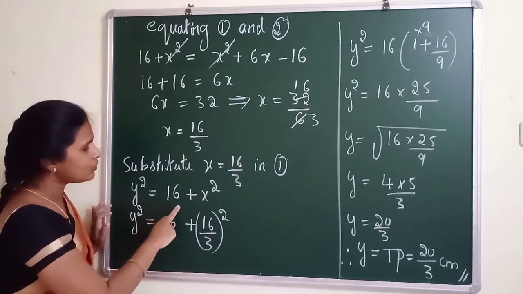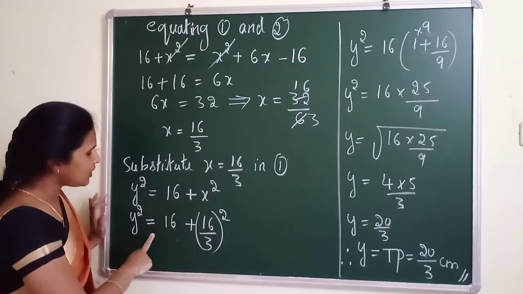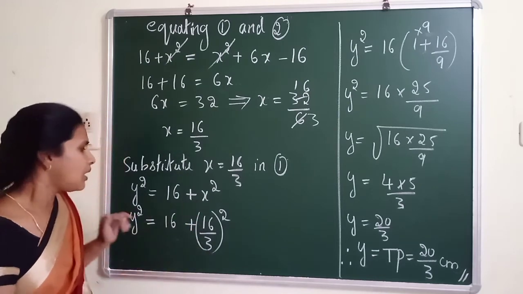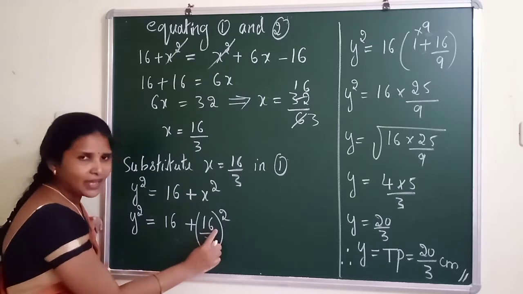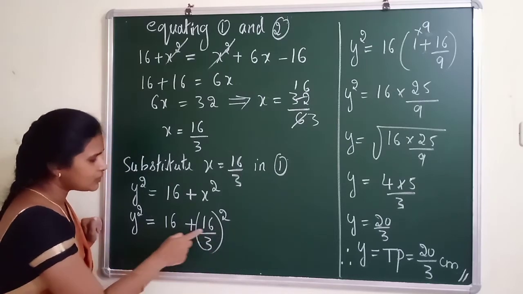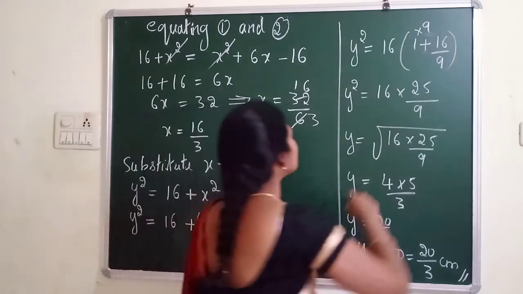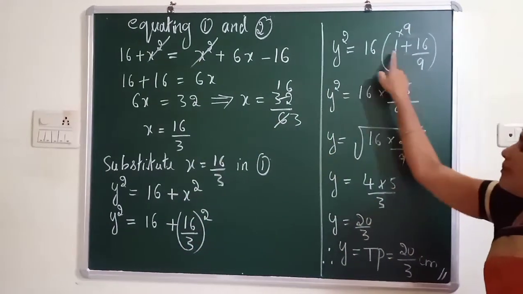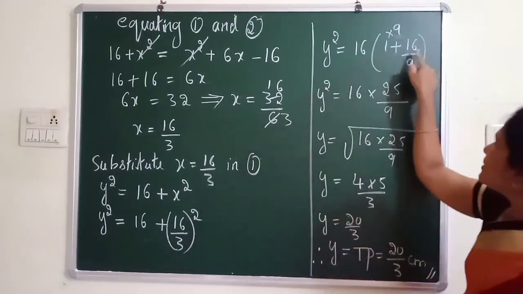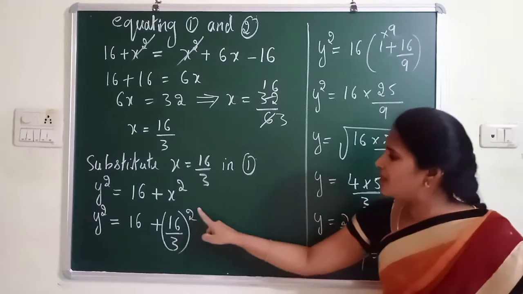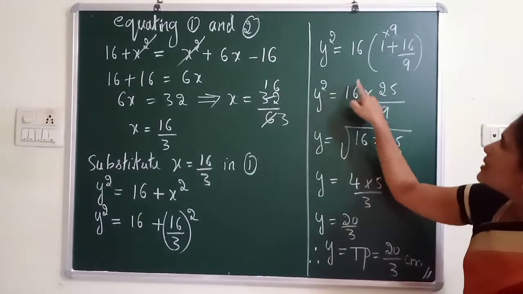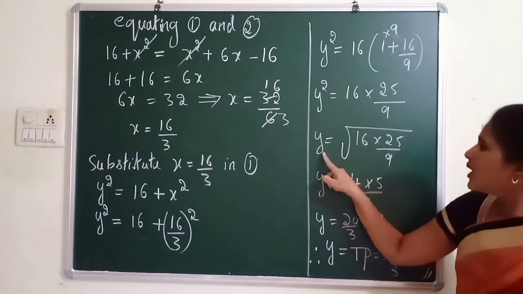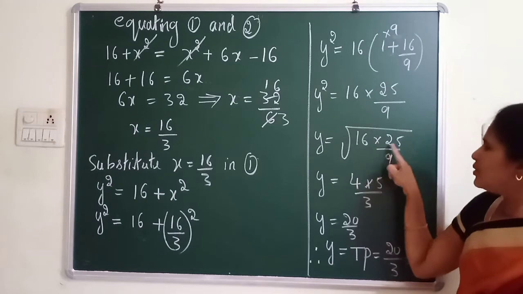So equation 1 is y square equal to 16 plus x square. Y square equals 16 plus, in place of x, substitute 16 by 3 whole square. Now listen here, instead of multiplying 16 into 16 and 3 into 3, observe that 16 is common, so take that 16 outside. What is remaining? If I remove 16 here, 1 is remaining, and here 16 is remaining, and 3 square becomes 9. Now after taking the LCM of this bracket, we get 25 by 9. So y equals the square root of 16 into 25 by 9.